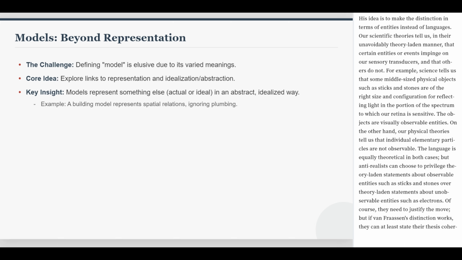But maybe, just maybe, instead of chasing that elusive definition, we can look at what models do. What stands out is their connection to representation. A model, almost by definition, is meant to stand in for something else, a real building, a hypothetical scenario, a physical system. Think about a model of a bridge. It's not the actual bridge, is it? It's a simplified version, focusing on certain aspects, like the load-bearing structure, while ignoring others, like the paint color or the traffic flow. That's the key. Models are representations, often abstract and idealized ones.